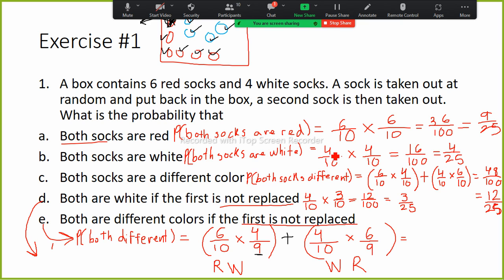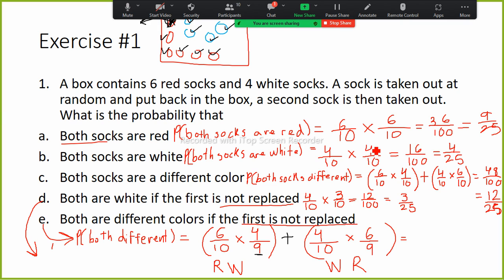Because both socks are white. And because we replace what? When we took out the first sock, the white sock, we put it back again. So that's why this denominator is still 10. And that's why this is still 4. Because when we took it out, we put it back again. You understand that or no? Yes, sir. Okay. All right.